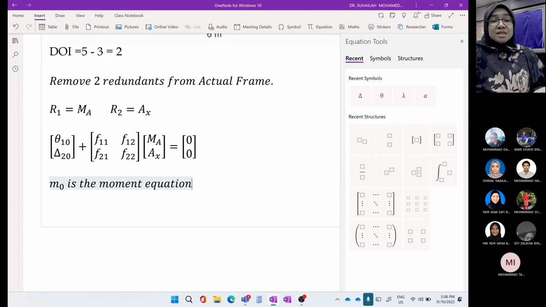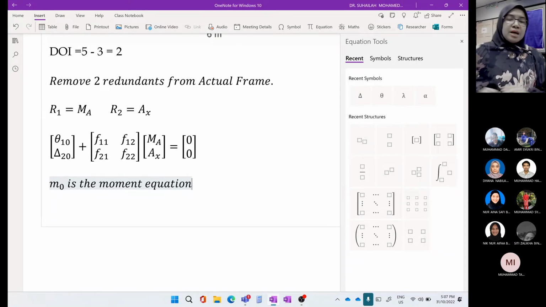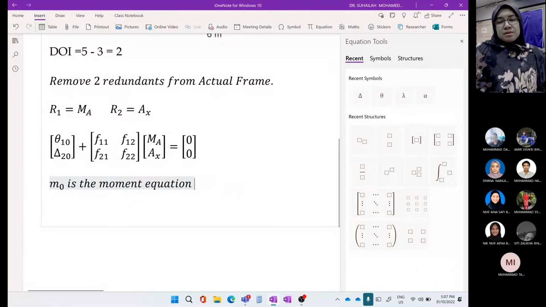If we analyze thrust, the compatibility equation is the same, but we are not going to write the moment equation, because the moment equation is for beam and frame. For thrust we use N. We calculate N for thrust. Okay, so M0 is the moment equation for the primary frame.